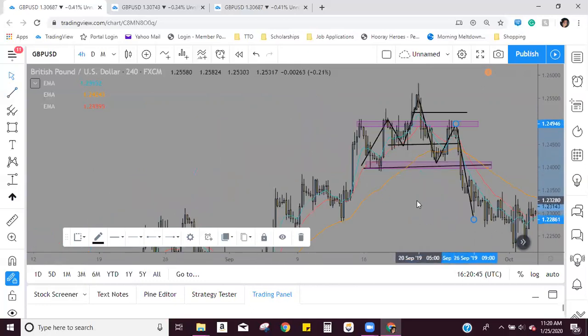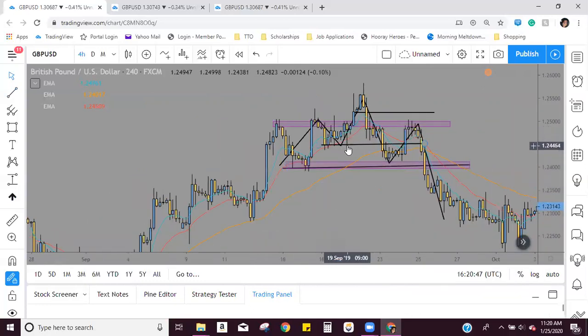You understand? Easy peasy pattern. And I'll show you how I identify them and how I look at it later. But the pattern was there. The setup was there. It was a very easy setup to see. And price broke structure. So now we knew that price would continue pushing towards the downside.